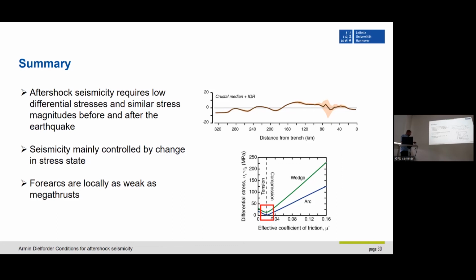At these conditions, if the absolute stresses remain similar, then all the seismicity is mainly controlled by the change in the state of stress as we get to a normal faulting regime or more tensile stress regime, but not so much by the stress magnitude. And this also implies that if the stresses are so low, the faults in the forearc must be extremely weak.